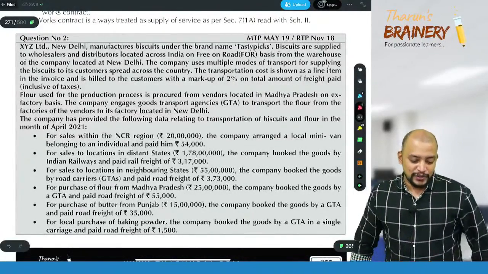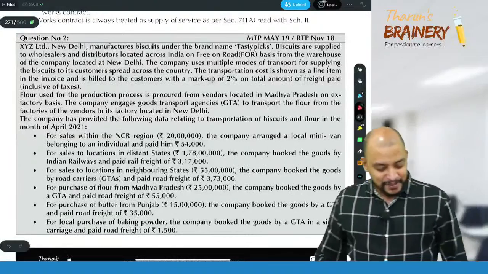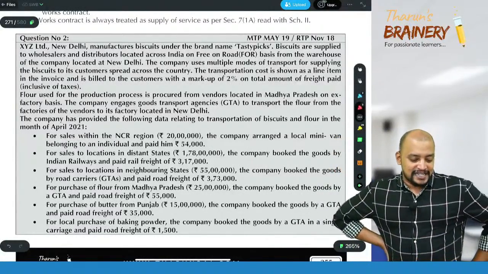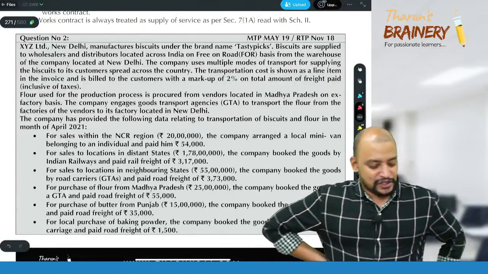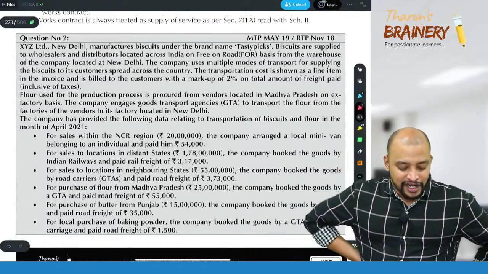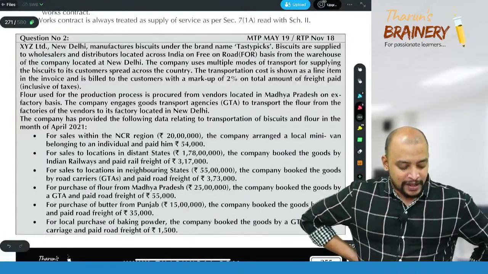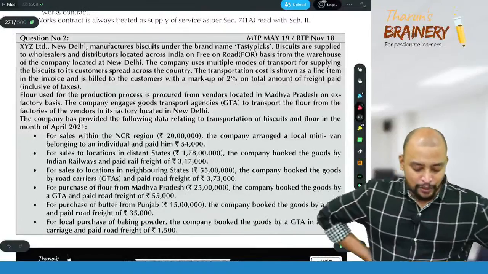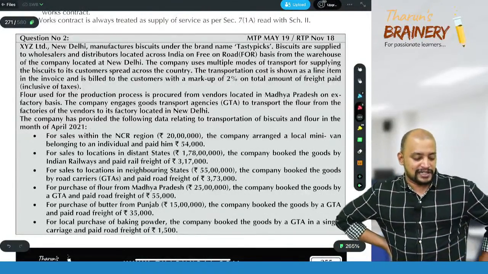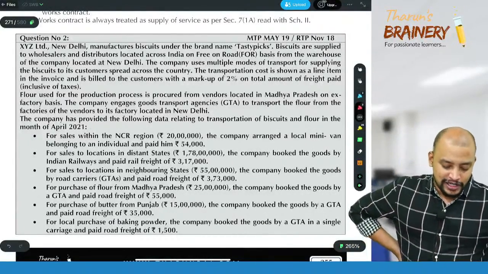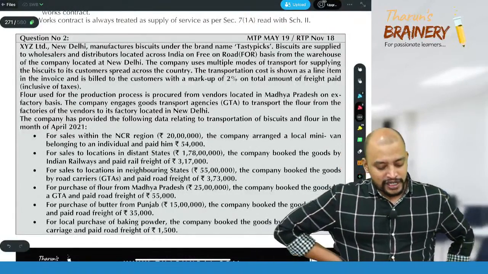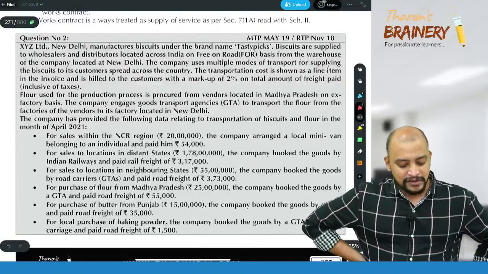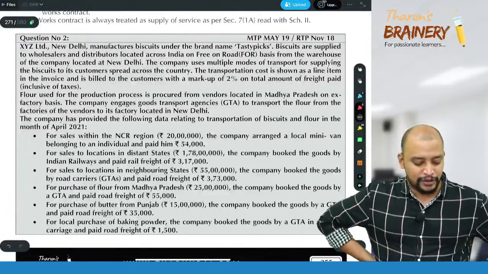XYZ Limited, New Delhi, manufactures biscuits under the brand name Tasty Picks. Biscuits are supplied to wholesalers and distributors located across India on free on road basis from the warehouse of the company located at New Delhi. The company uses multiple modes of transport for supplying the biscuits to its customers spread across the country. The transportation cost is shown as a line item in the invoice and is billed to the customer with a markup of 2% on the total amount of freight paid.